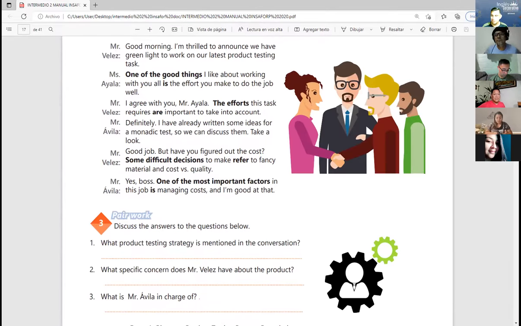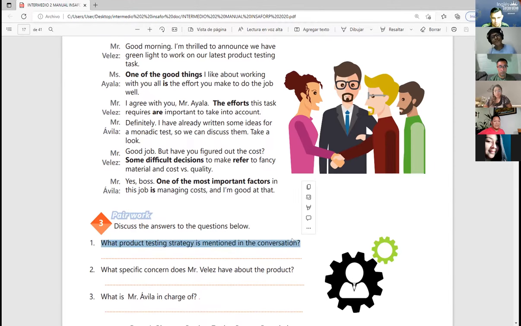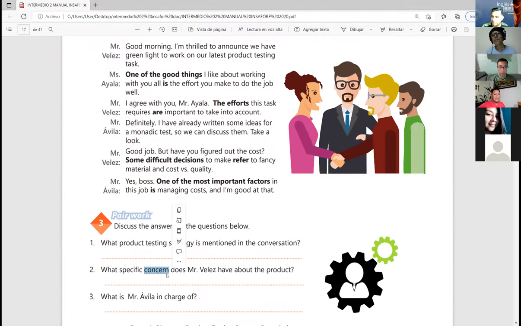All the students who participated, the students who were practicing, the students who asked for the pronunciation, I appreciate your participation a lot. Question number one: what product testing strategy is mentioned in the conversation? Monadic test, excellent. What specific concern does Mr. Vélez have about the product? Concern. Preocupación. Concern. Cost versus quality. Perfect. The concern that Mr. Vélez has about the product is cost versus quality.